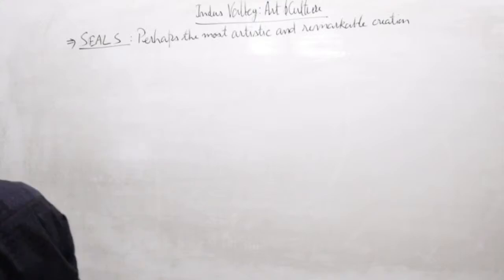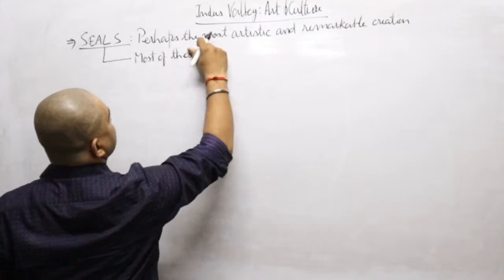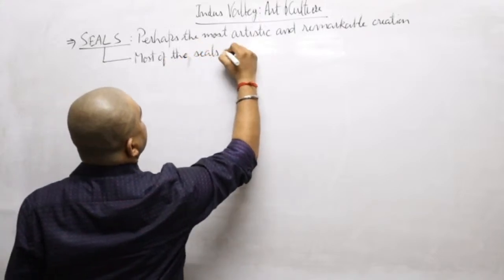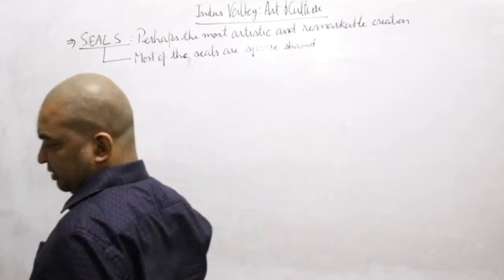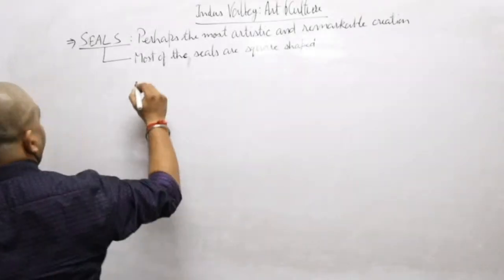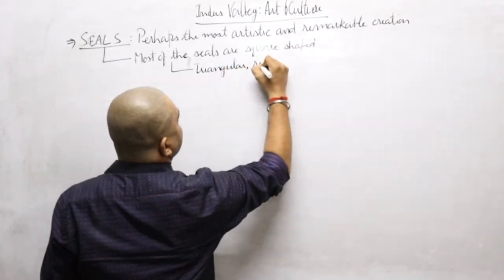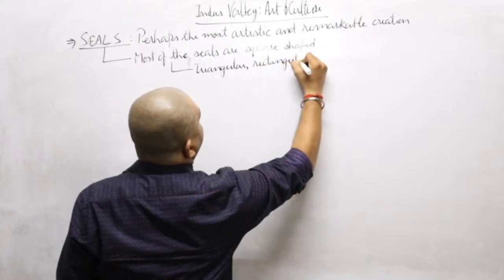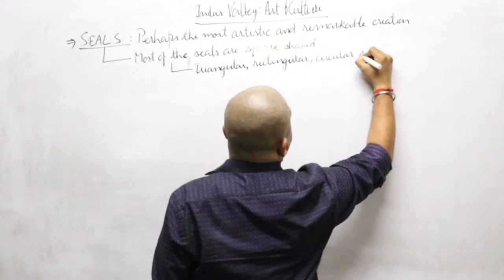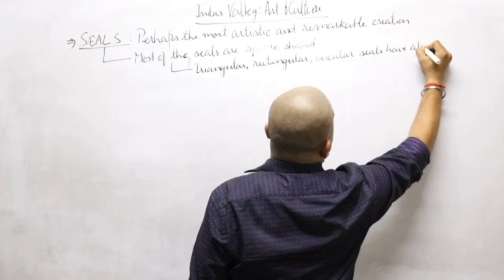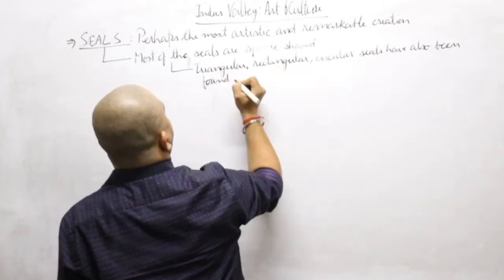Now most of the seals are square shaped. However, triangular, rectangular, circular seals have also been found.